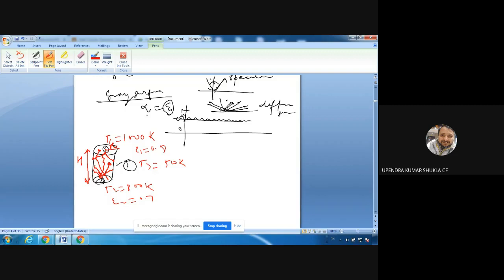Now, how to analyze this? This has become a complex problem with so many radiation exchanges. So how will you analyze it? People thought this complex problem can be broken down into several problems. Scientists have introduced three concepts. The first concept is related to radiosity.